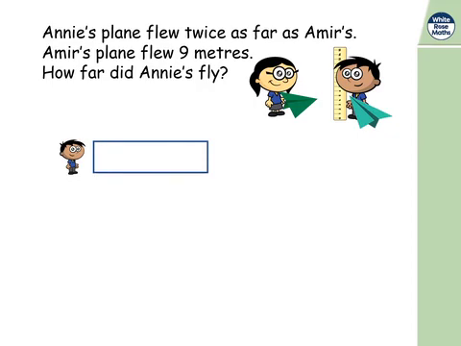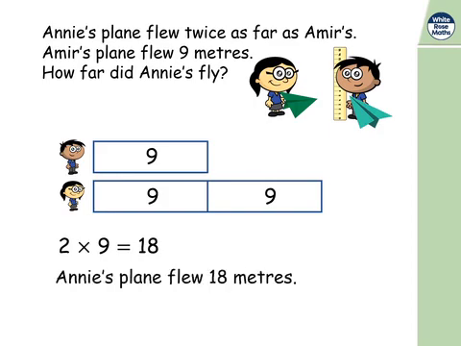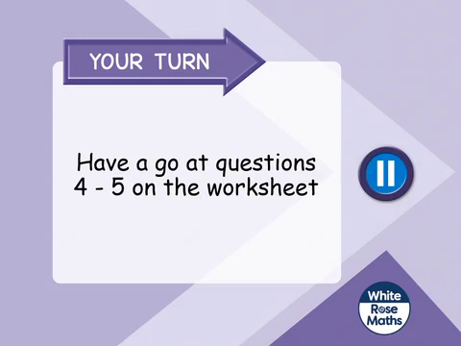Here is Amir's distance, 9 meters. And here's Annie's, twice as long. We know Amir's went 9 meters, so therefore we know Annie's went 9 meters and another 9 meters. We can use our 2 times table to help us here, can't we? 2 times 9 is 18. 2 9 times. So we know that Annie's plane flew 18 meters. It's your turn now. Have a go at questions 4 and 5 on the worksheet.